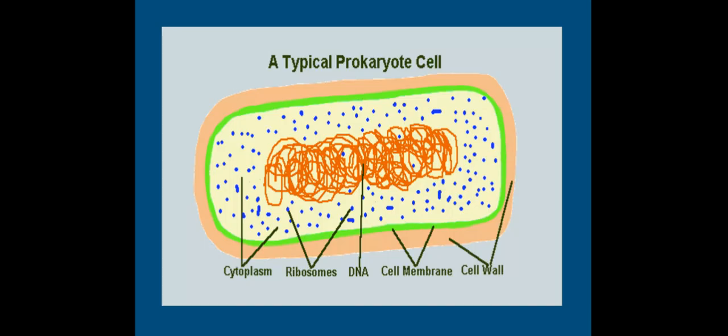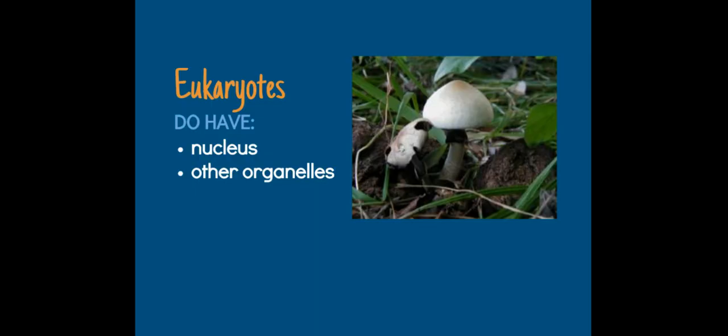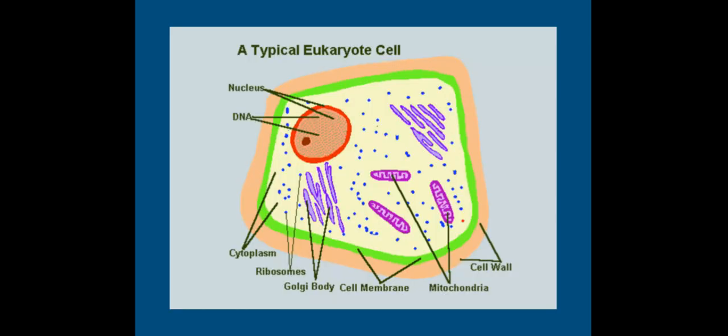A typical prokaryotic cell looks like this, where you have the DNA kind of scrambled in the middle, and only a few outside organelles. Eukaryotes do have a nucleus, and they do have other organelles, such as this typical eukaryotic cell. Obviously, not all of them look like this, but you see the nucleus with DNA inside, other membrane-bound organelles within the cell.